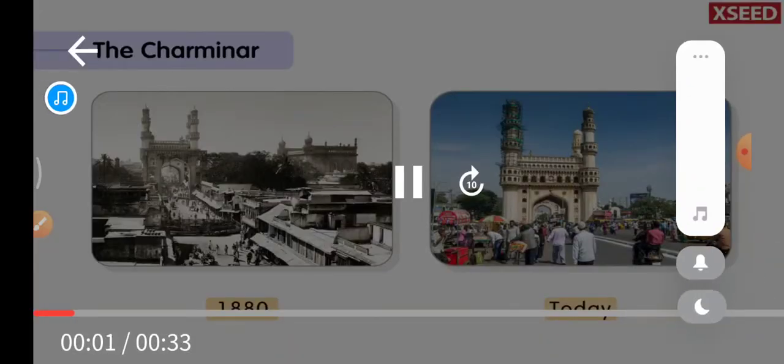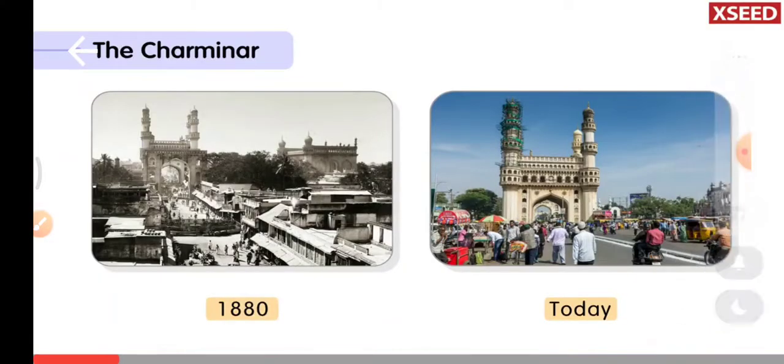The Charminar is an old monument in India. Both the pictures show the Charminar, shops, people, and trees. One shows a narrow road, and the other shows a wider road. Only one shows bikes. History helps us compare the past and present.